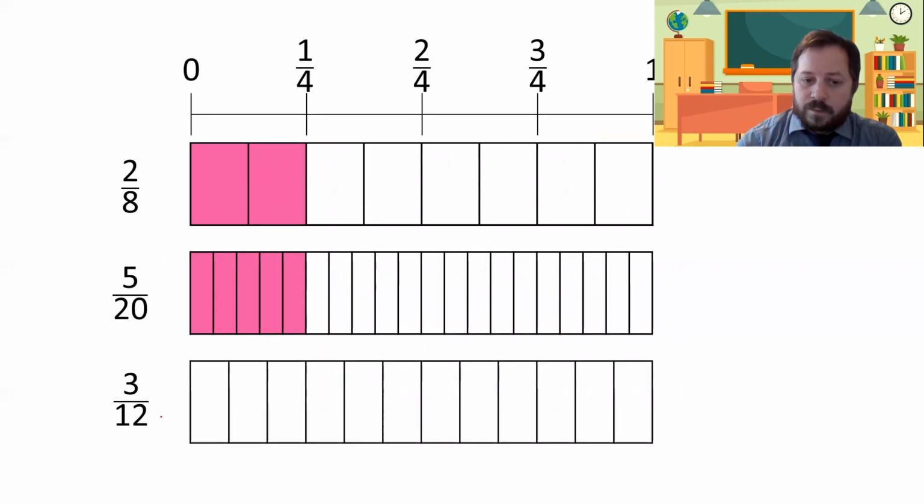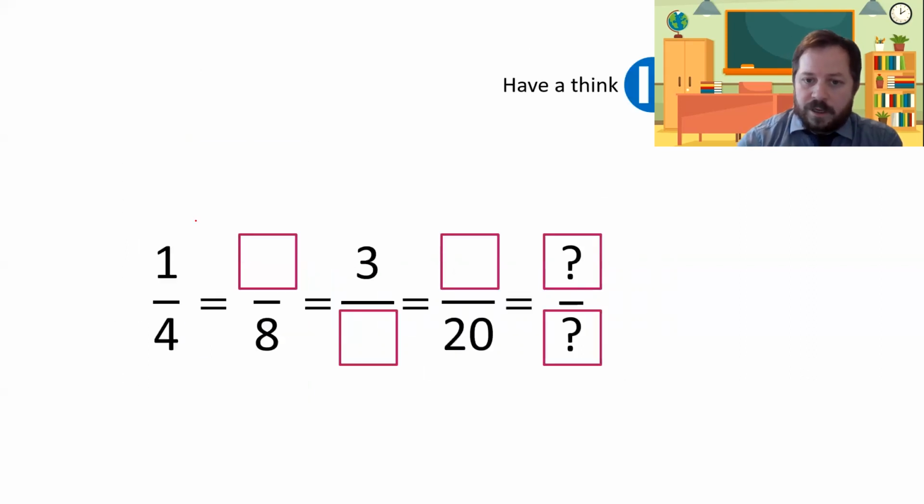It's also the same as 3/12ths, and you can see that here. All of the lines line up down here. All of them are the same whole. It's just split up evenly into different parts. And you can see they all line up nicely. So have a think. Could you finish off this one? See if you can fill in the missing numbers for me.